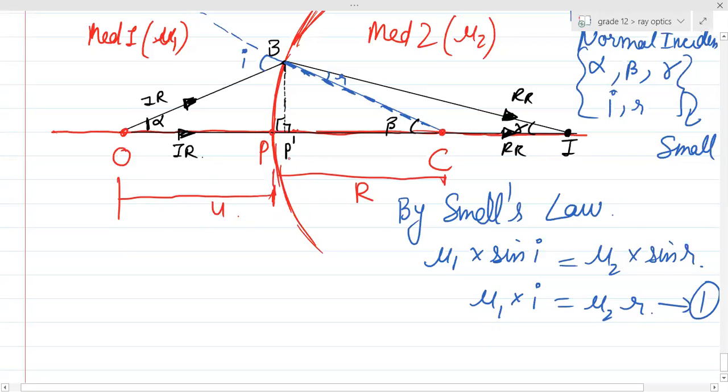This is basically the radius of curvature, and PR to the I is basically the image distance, right?